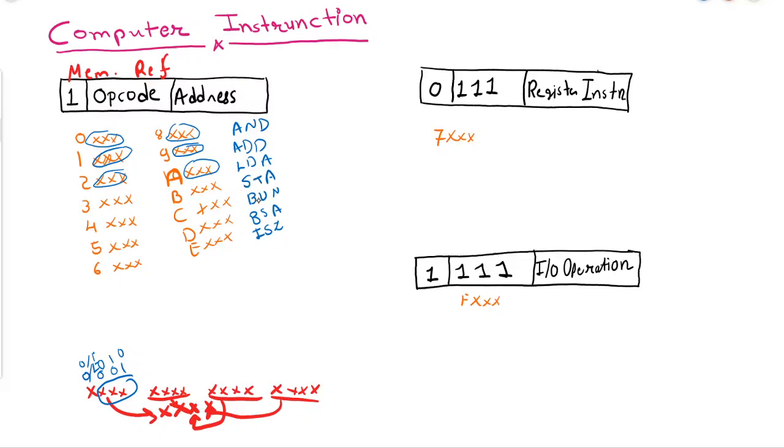What is next? BUN. BUN means branch unconditionally. So if you want to jump from one instruction to a particular instruction, or from one memory location to another location, then this instruction will be used. It will jump to the location which is specified by these 12 bits. BSA, branch and save return address. The difference between branch unconditionally and branch and save return address is that here we will not store the return address, while in case of branch and save return address we will store the return address.